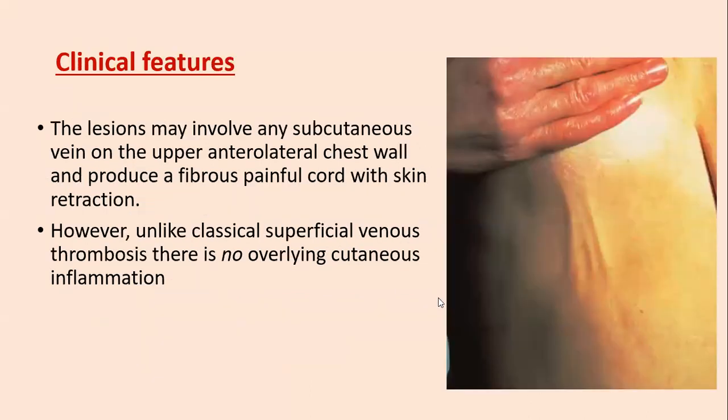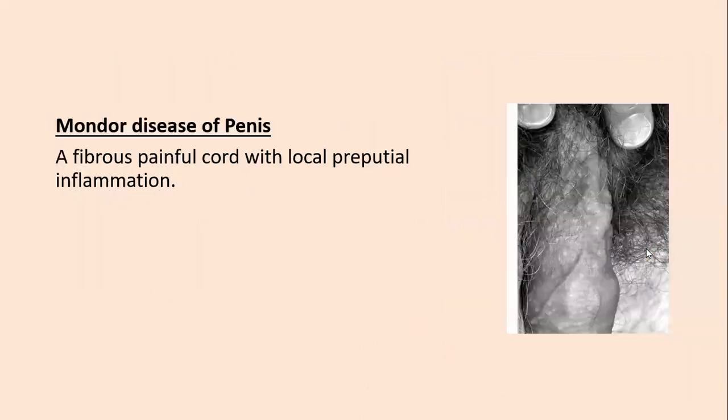Clinical features. The lesions may involve the subcutaneous vein on the upper anterolateral chest wall, producing fibrous painful cords with skin retraction. However, unlike the classical superficial venous thrombosis, there is no overlying cutaneous inflammation. So the absence of cutaneous inflammation differentiates Mondor's disease from superficial thrombophlebitis.